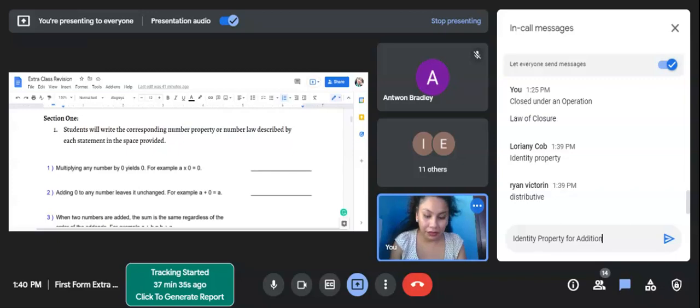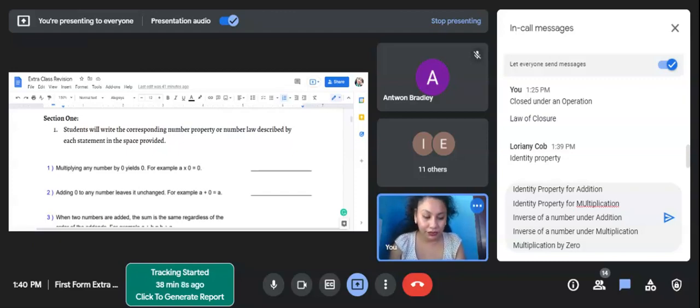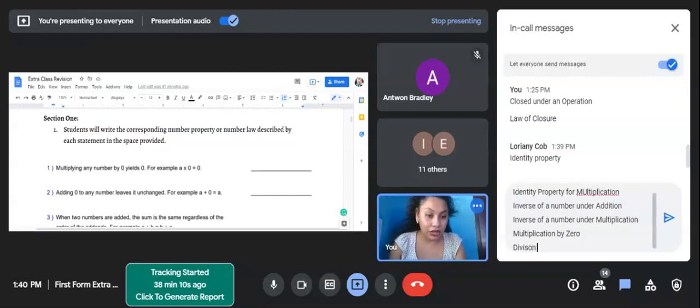Identity property for addition, identity property for multiplication, inverse of a number under addition, inverse of a number under multiplication, multiplication by 0, division by 0.